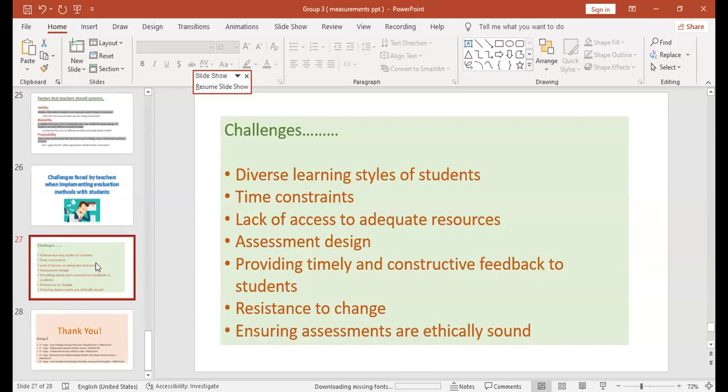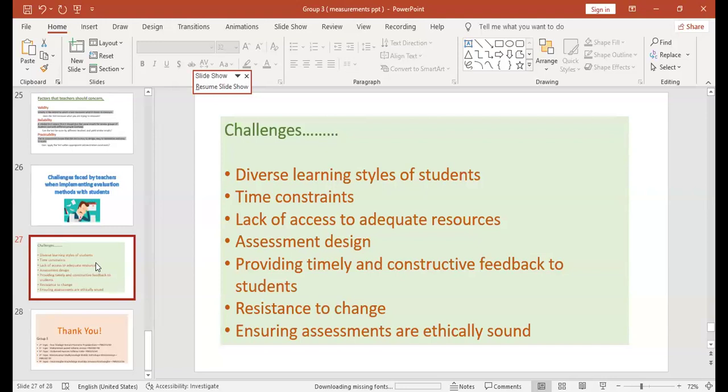And next one is assessment design. Designing assessments that are fair and valid will be very complicated for the teachers when they are evaluating. Next one, providing timely and constructive feedback to students. When there is a large crowd, teachers may find it difficult to correct and give feedback to the students.